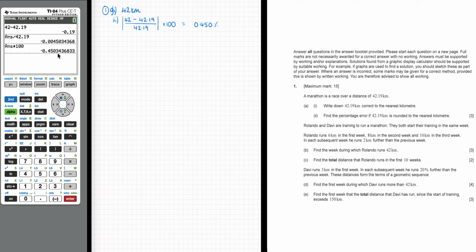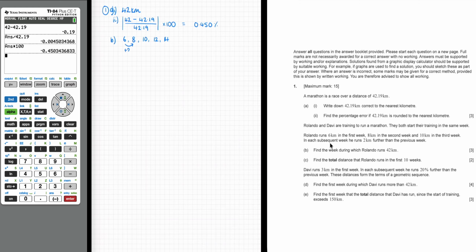Then we have part B, and part B says that to train for this marathon, they're going to be starting training on the same week, these 2 people, Ronaldo and Davi. Ronaldo runs 6 kilometers in the first week, 8 kilometers in the second, 10 in the third, and each subsequent week he runs an extra 2. So I'm just going to write that down first of all. So the first week is 6, the second week is 8, the third week is 10, and we know that it just keeps increasing by 2.